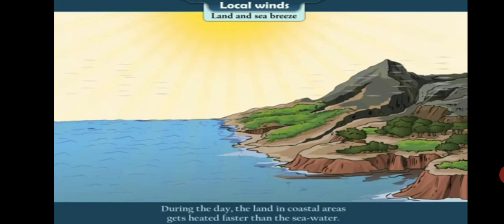So you have studied about mountain winds and valley winds. Now let us learn about land and sea breeze. So we will compare, just like mountain and valley, how we compared during day and night time. Same here. During the day, the land in the coastal areas gets heated faster than the sea water. The land is hot, means temperature is high on land. So air pressure will be low. Whereas the sea water, the temperature is low, air pressure will be high.